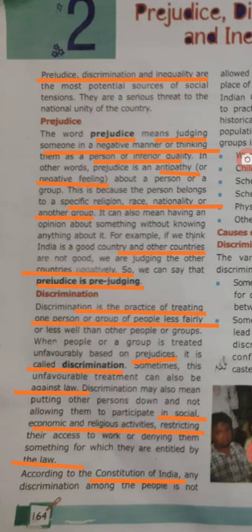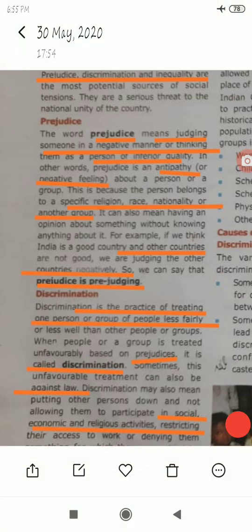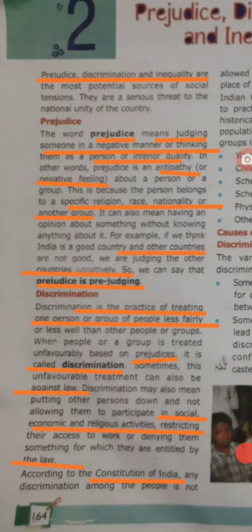We judge people on the basis of color, that he is black, he is white, he is smart, he is intelligent. We have a negative feeling towards another group or towards a person. In other words, prejudice is an antipathy or a negative feeling about a person or a group. This is because the person belongs to a specific religion, race, nationality, or another group.